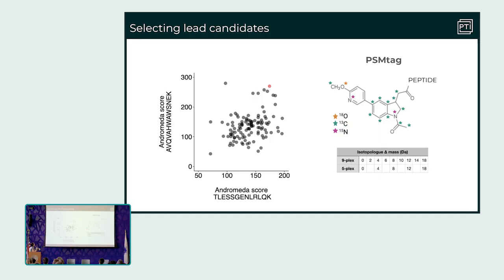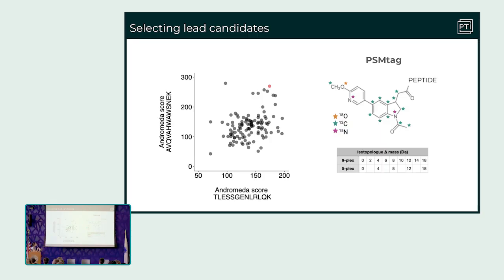You could see that each of the data points on the scatter represents a different mass tag. And on the y-axis, we have the Andromeda score of 1 peptide. And what this is essentially a measure of is how easy this peptide was to sequence when it was conjugated to that mass tag. In other words, what is the spectral quality of this model peptide when it's conjugated to each of the individual mass tags? The higher the spectral quality, the higher the score.